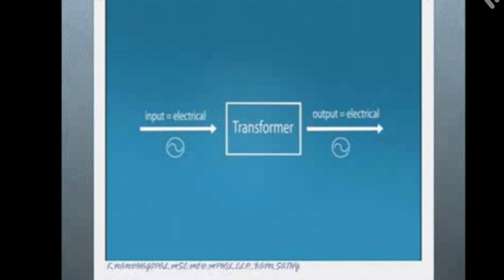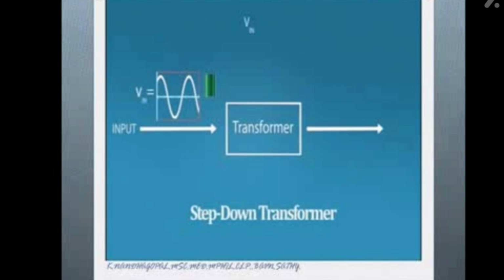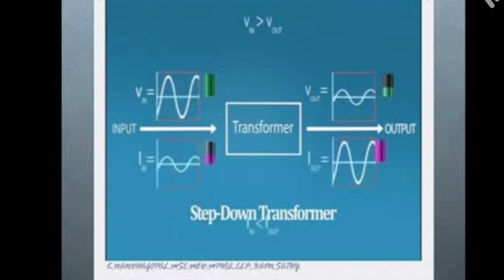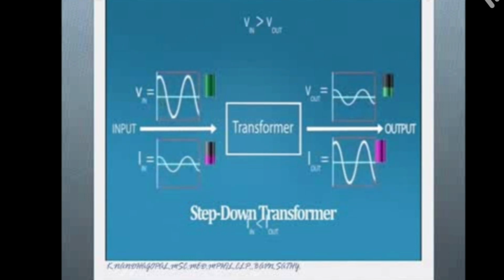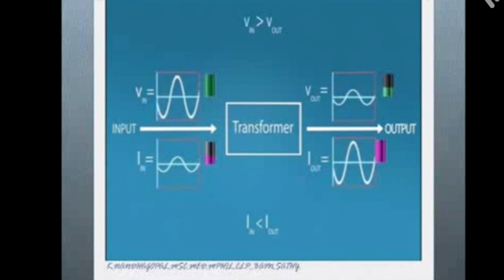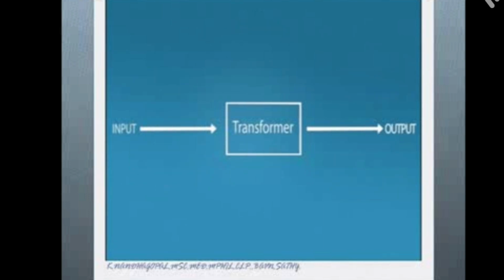Input current is given to the transformer to give the output current, but it will vary for the two types. There are two different types of transformer, using which we can transfer the current. In a step down transformer, input voltage is maximum but output voltage is minimum. Input current is low but output current is maximum. So this is called a step down transformer.